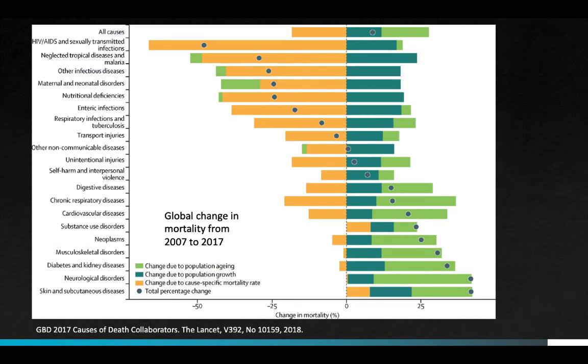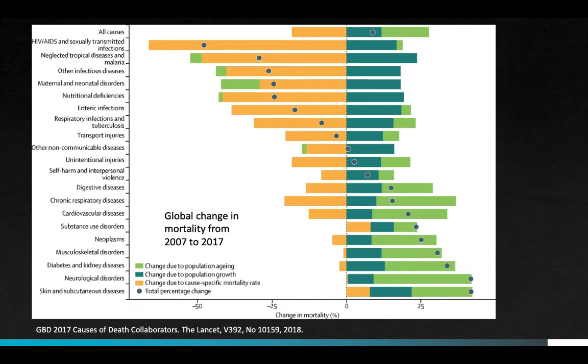What you didn't see in the prior map is how much things have changed over the last decade. This graph shows changes in mortality from 2007 to 2017 for some of the most important causes of death. Values below 0 are declines in mortality. These are examples of conditions that are getting better, that are improving, where mortality is declining. Values above 0 are increases in mortality.